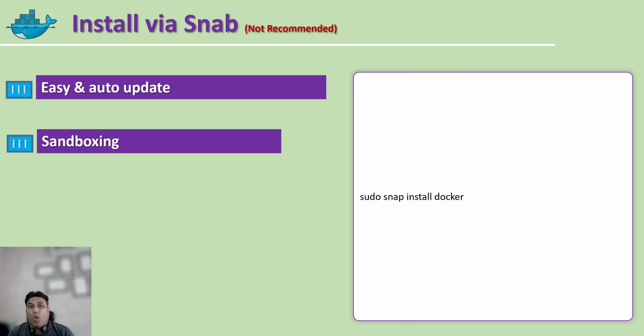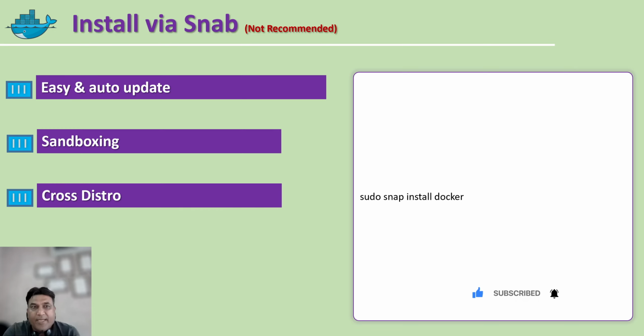So you are secure enough because it's providing sandboxing isolation. Your Docker installation is secure, and if you use this, it will provide more security. Cross distro: you can install on other distros, not only Ubuntu, but you can also use snap to install on different distros. So it also supports cross distro.